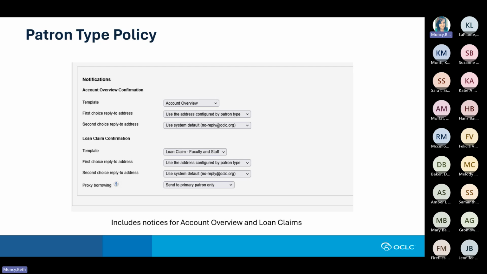Then if you also do the loan claim confirmation, if you want to turn that on as well, you can attach that and choose the reply to address.